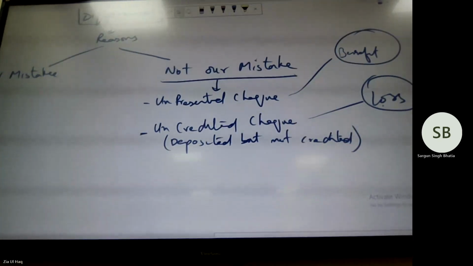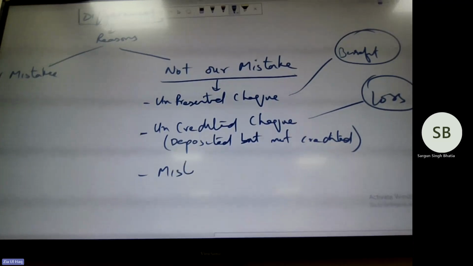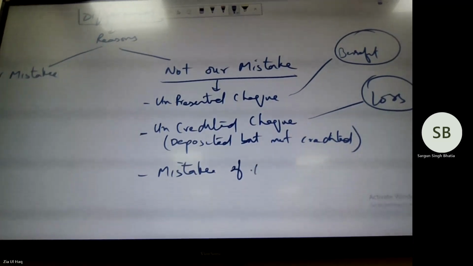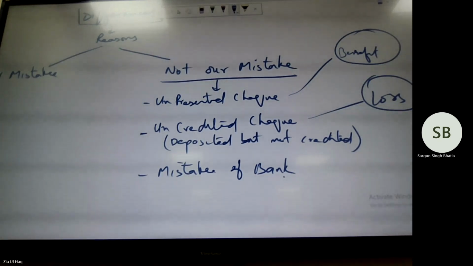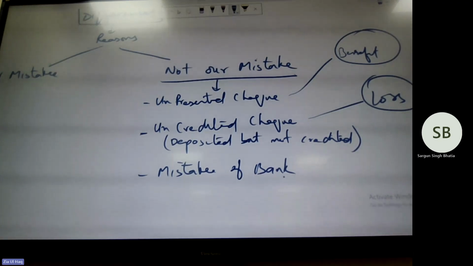Sometimes what happens? Due to a mistake of the bank, the check of any other party, any other person, has been deposited into our bank account, not by ourselves, but by the bank. Obviously, if it has been deposited into our bank account, in the next 1 or 2 days the bank will rectify that, meaning this will be deducted from our bank account. But still, today, that payment is in our bank account. That is due to a mistake of the bank. So this is not our mistake.